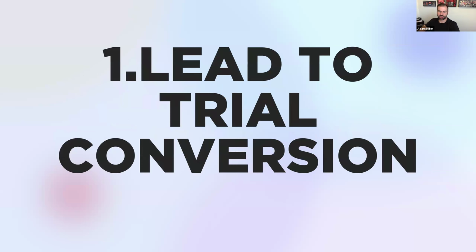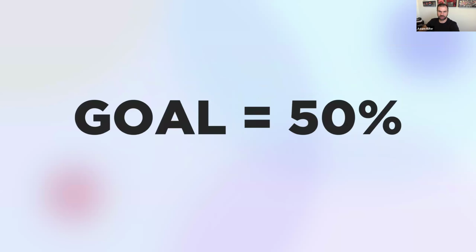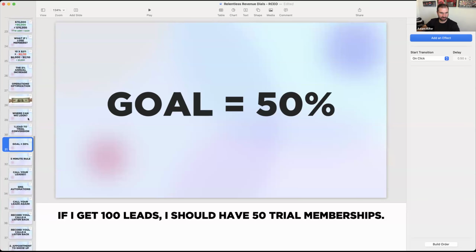First is lead to trial conversion, okay? I don't know if I have numbers on this. Okay, so your goal should be 50% for lead to trial conversion. And I'm just going to exit out of this so I'm not talking over my notes, all right?